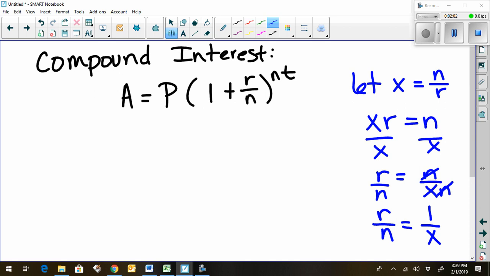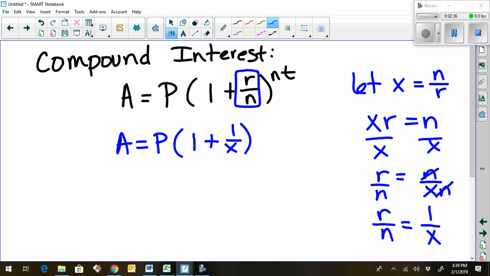Now, all I've done is just some algebra manipulations and saying that x equals n over r. Now, I'm going to use that to help me to actually solve this, okay? So instead of having r over n, I'm going to replace that with what I've got over here. So r over n is equal to 1 over x. So I'm going to replace this. So I will have A equals P times 1 plus 1 over x.